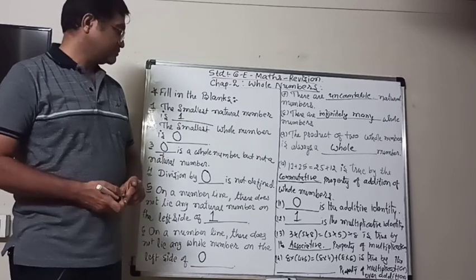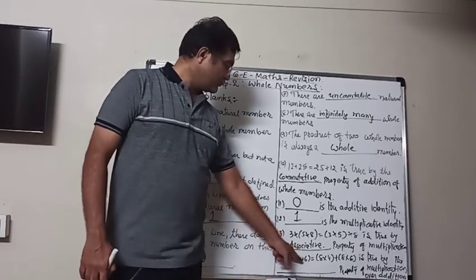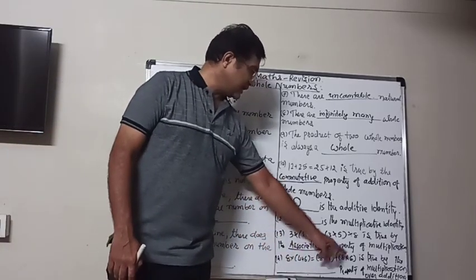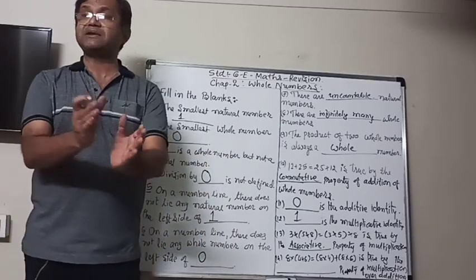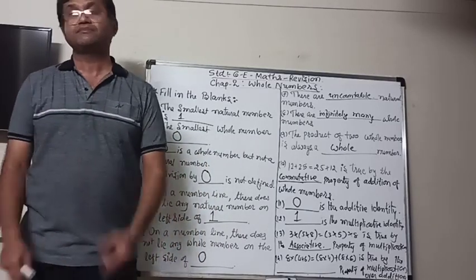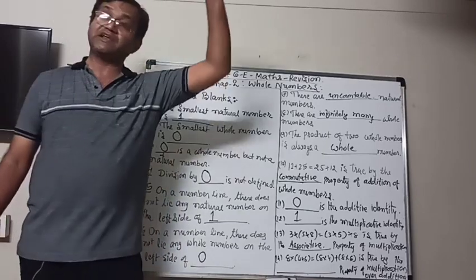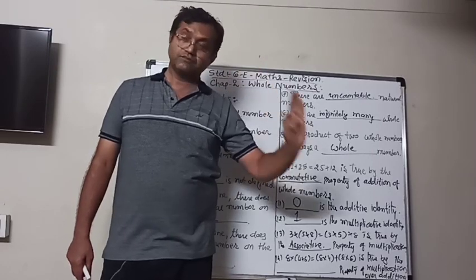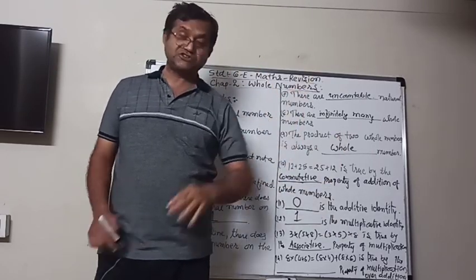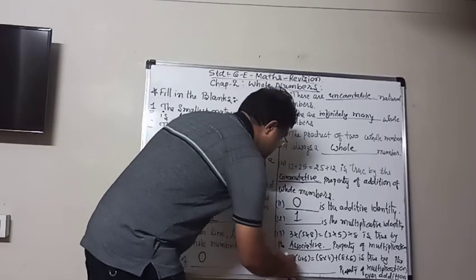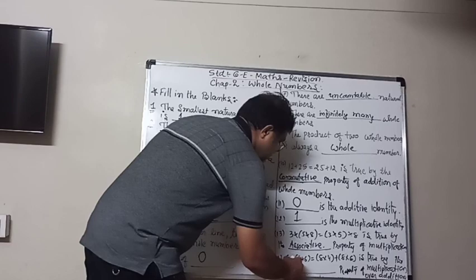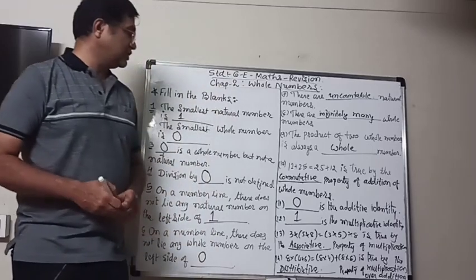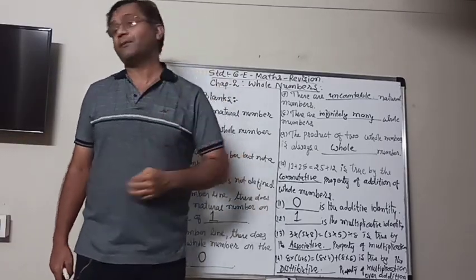And the last, 8 multiplied by (4 plus 6) is equal to 8 multiplied by 4 plus 8 multiplied by 6. When multiplication and addition are together, there is only one such property, the last property: distributive property, distribution of multiplication over addition. So it is true by the distributive property.